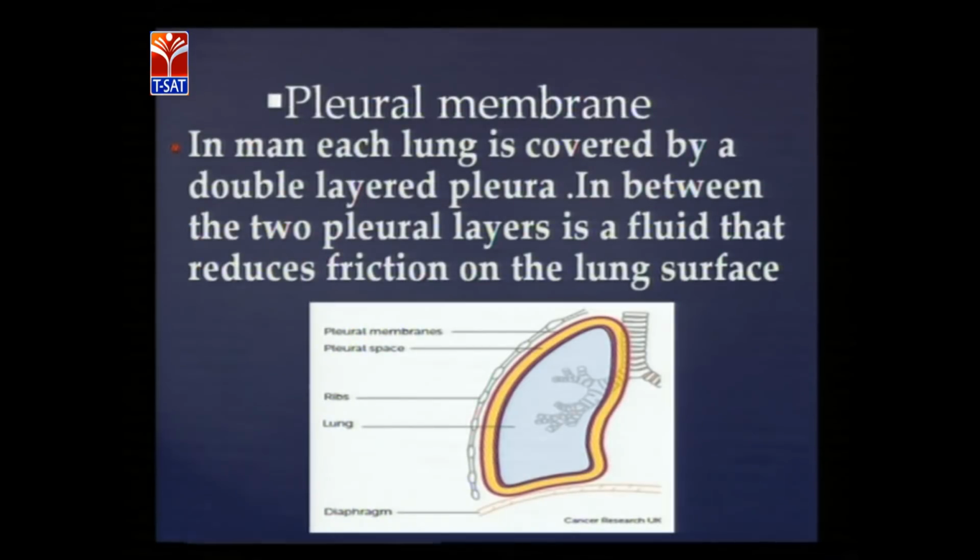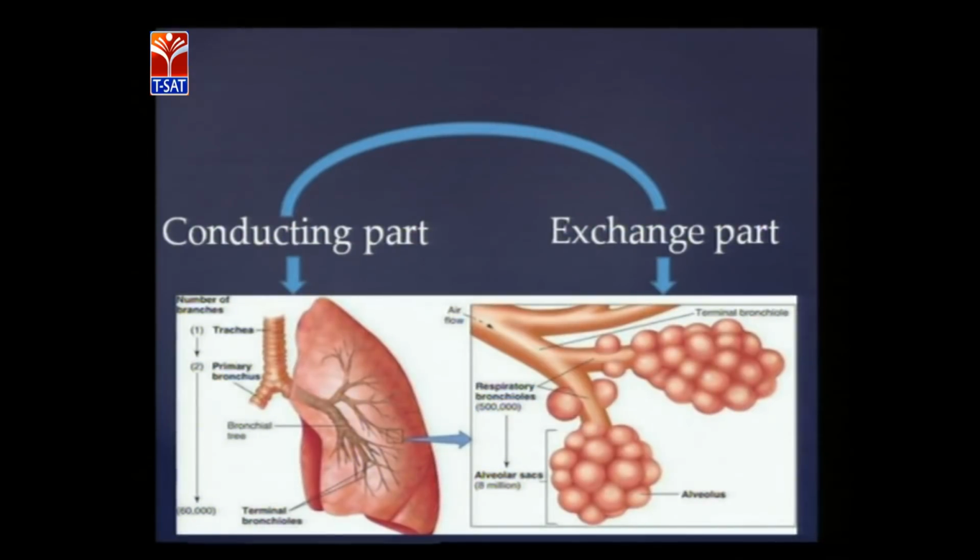Pleural membrane, this is a double layered membrane, and this reduces the friction on the lungs. And as a whole, the respiratory system is divided into the conduction part and the exchange part. The conduction part begins with the external nostrils to the alveoli, where the conduction of gases takes place.